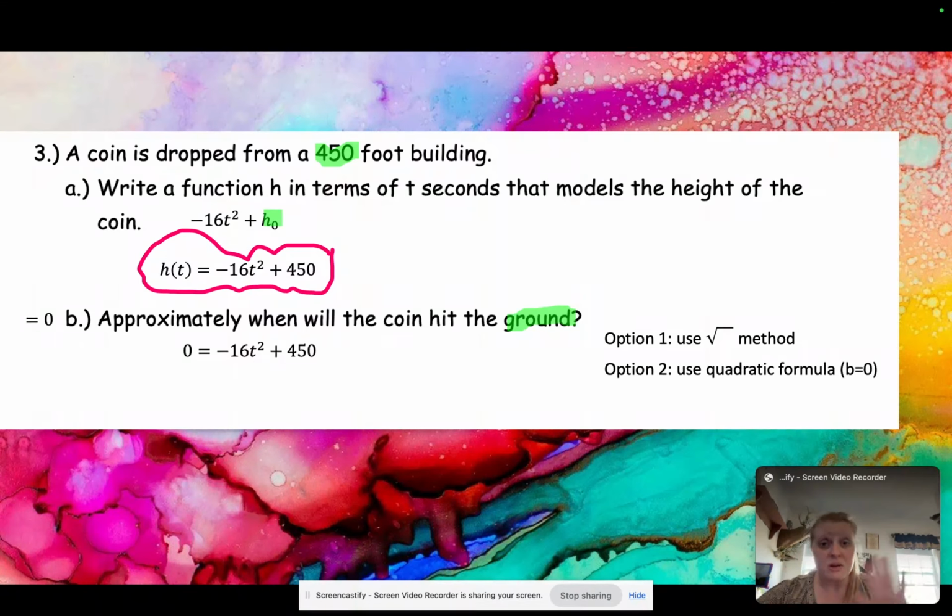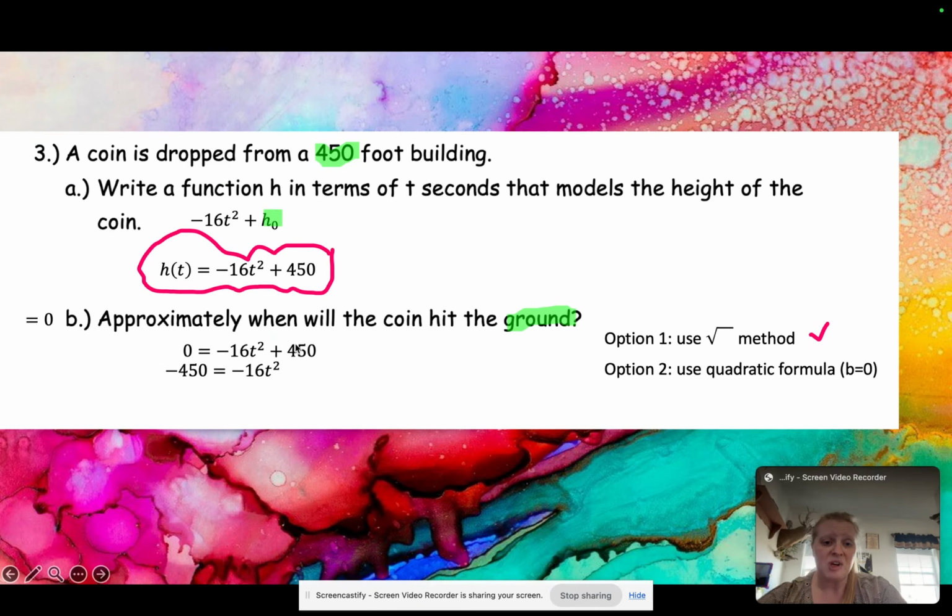Now you're welcome to use quadratic formula. You'll just have to use 0 as your b because you don't have a middle term. You have the t squared and you have the term with no letter, but you don't have a term in the middle. So those are your 2 choices. The square root method is probably quicker. So that's what I'm going to do.